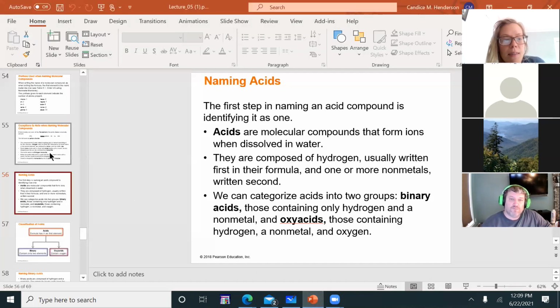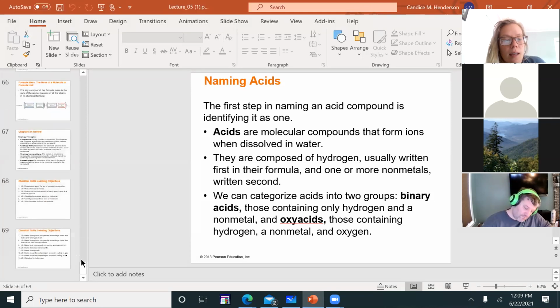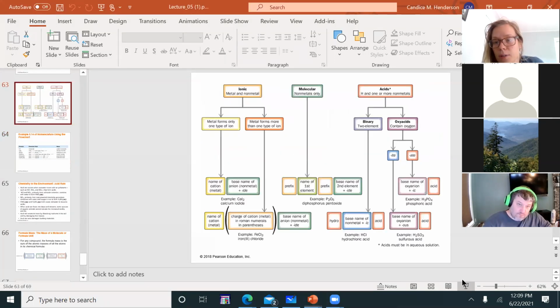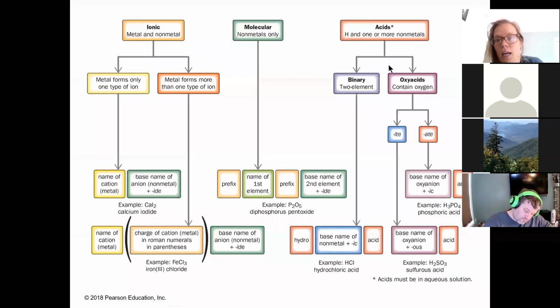So the last naming thing, okay, and then this flow chart here, which again, I think is really lovely if you can get this printed out, which kind of gives you everything on how to name stuff. So we've got, if we're ionic, if we're a type 1 or a type 2, how do we name? If we're molecular, use our prefixes. Now we're going to talk about this thing called acids. Hold on 1 second.